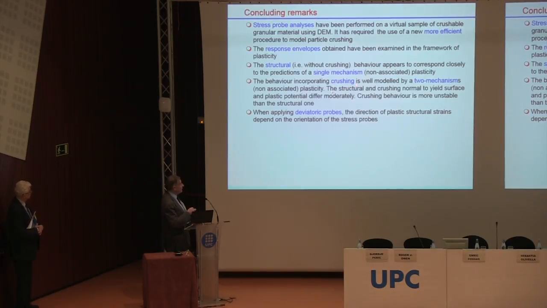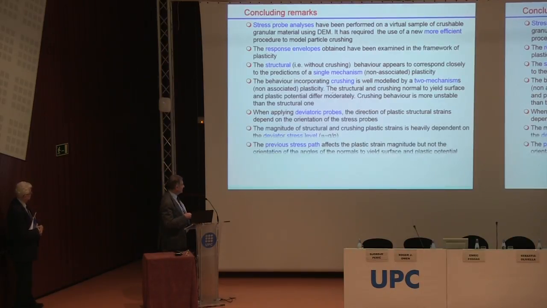When we incorporate crushing, then the overall behavior is well modeled by a two-mechanism non-associated plasticity. Of course, crushing behavior is more unstable, so the correspondence is not so close, but close enough for practical purposes. And when we apply deviatoric probes in contrast, we are not so close to the classical plasticity postulates, because now the direction of plastic structural strains depends on the orientation of the stress probes, but not the crushing ones, which is again another interesting observation.